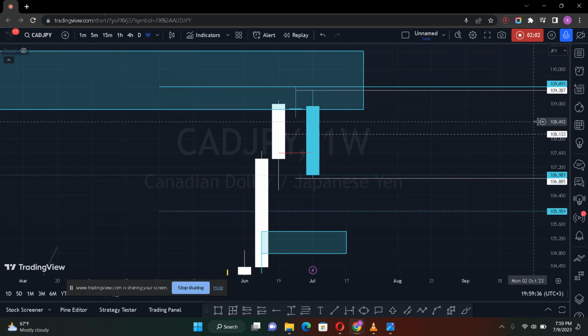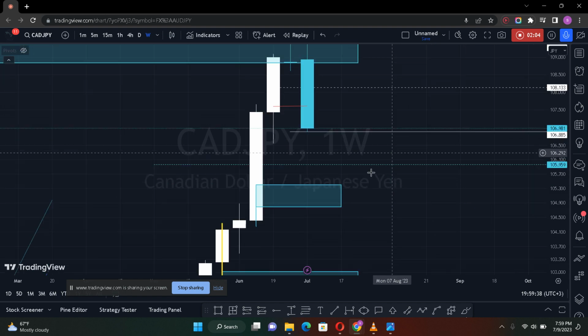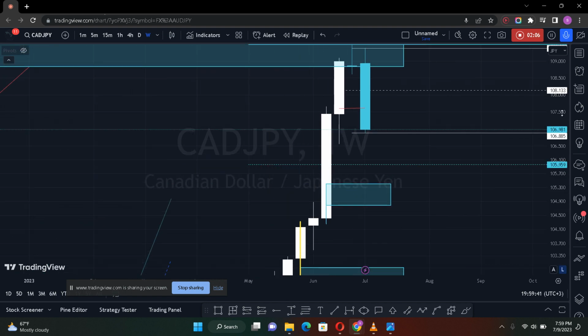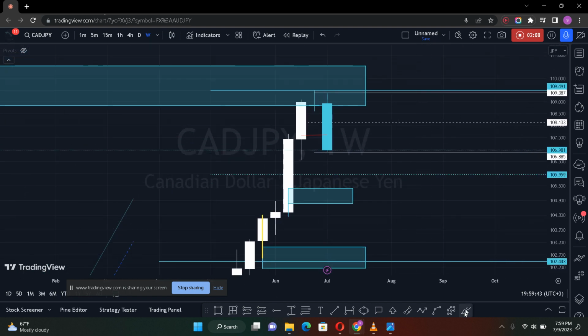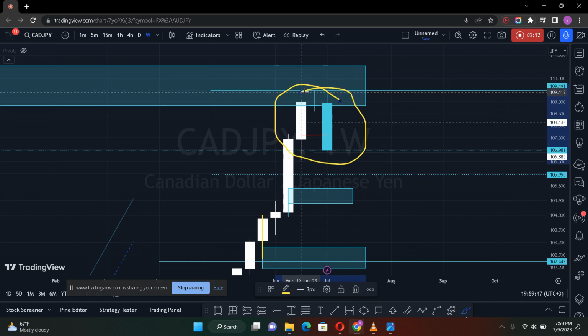So right off the bat, even without making any alterations to the chart, this candle formation is quite apparent, and it is known as the evening star, which is an indication of reversal. And in our case, it adds to our confluence. So I'll explain on that later.